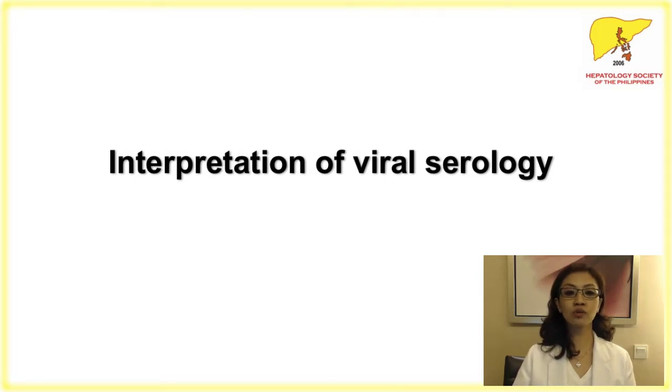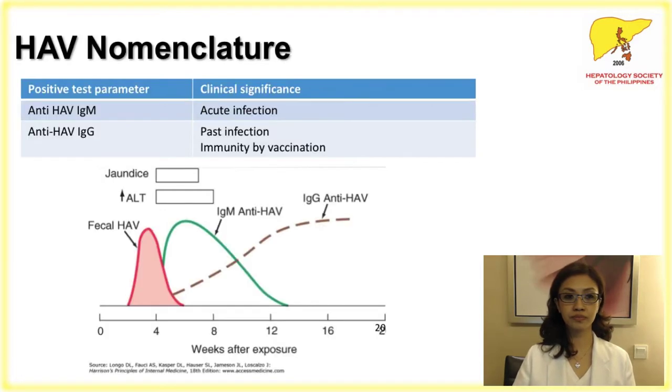Now let's review how to interpret viral serologies. As we mentioned earlier, correctly diagnosing viral hepatitis entails correctly interpreting the hepatitis profile. For hepatitis A, we have serum antibodies to hepatitis A. Antibodies to hepatitis A or anti-HAV of the IgM type can be detected during acute illness when serum aminotransferase activity is elevated.